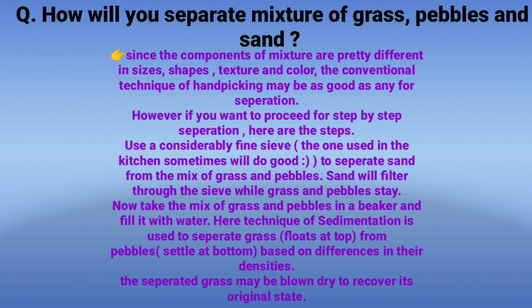Now take the mixture of grass and pebbles in a beaker and fill it with water, where the technique of sedimentation is used to separate grass, which is lighter and floats on the top, from the pebbles, which are heavier and settle at the bottom, based on their difference in density. The separated grass may be blown dry to recover its original state. In this way you can separate grass, pebbles and sand.